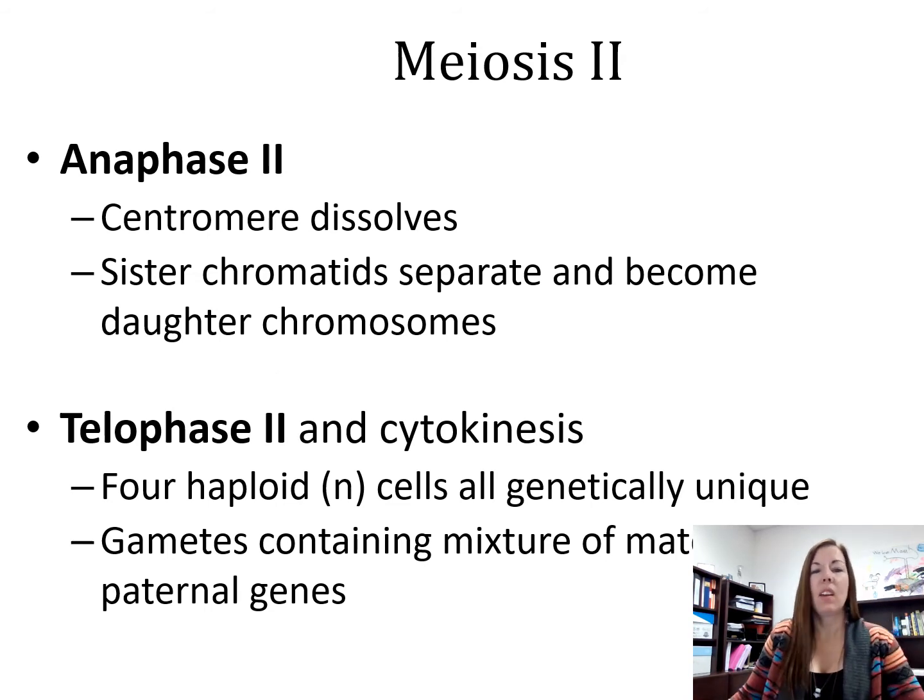So in anaphase 2, same kind of thing, centromere dissolving, telophase 2, and cytokinesis, you end up with 4 haploid daughter cells that are all genetically unique, which means they're all different. They have all different genes in them.